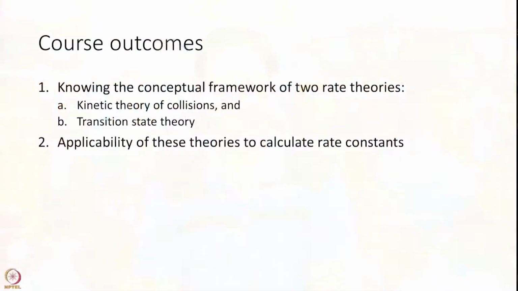In this course, we will be looking at two specific theories. The first one is the collision theory and the second one is the transition state theory. Both these theories calculate rate constants of reactions. So, this course will cover how to calculate these rate constants under these two theories.